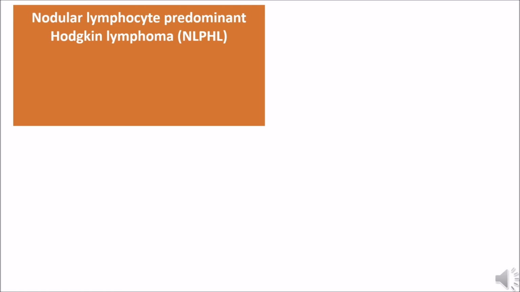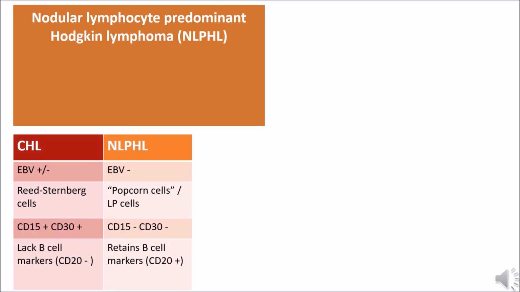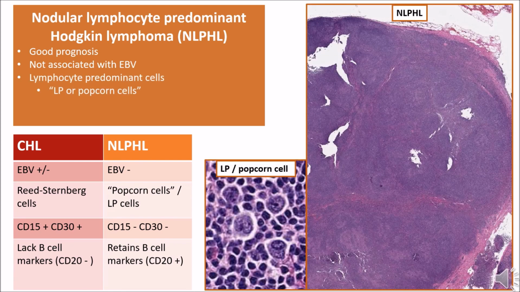Lymphocyte predominant Hodgkin lymphoma is distinct from classic Hodgkin lymphoma. Notice the lack of classic in the name. It is an indolent disease with good prognosis and is not associated with EBV infection. The neoplastic cell is the so-called popcorn cell, resembling popcorn. Unlike the neoplastic cells in classic Hodgkin lymphoma, it retains the B-cell markers, such as CD20, and is negative for CD15 and CD30.